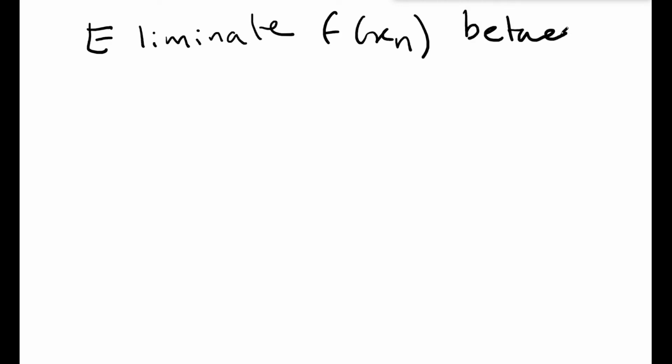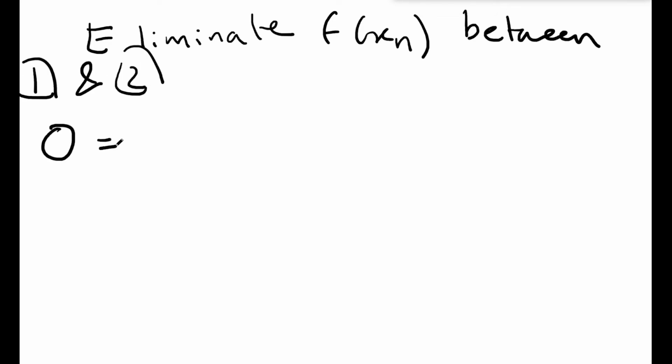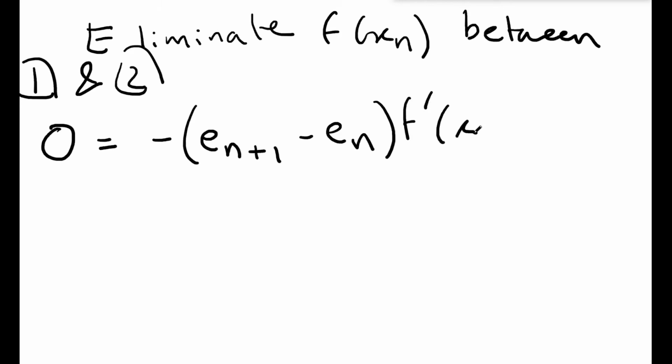So if we eliminate, sorry, we're just eliminating f of x_n between those two previous expressions. Okay, call them 1 and 2. We get this, so we get that 0 equals minus error e_{n+1} minus error e_n f prime of x_n minus e_n f prime of x_n. So that was just substituting for f of x_n in the first expression here.